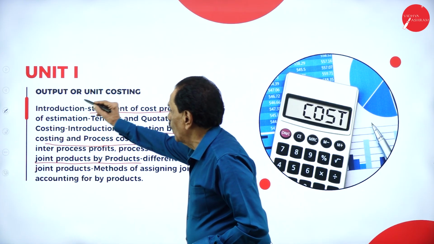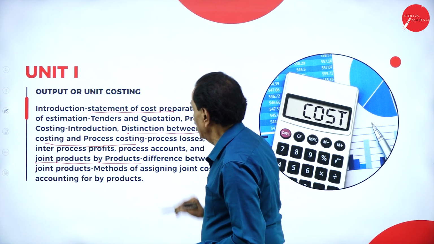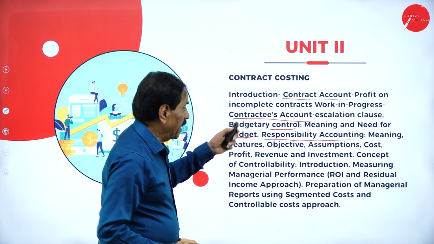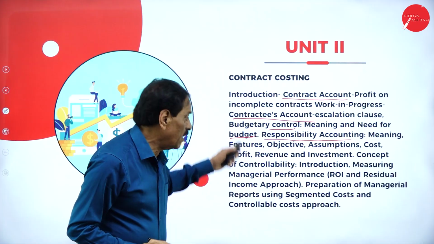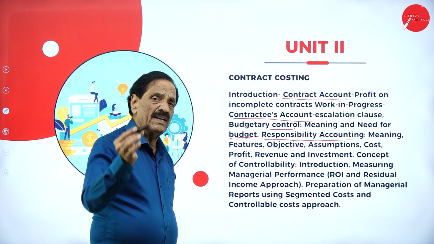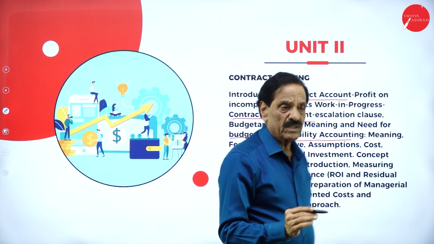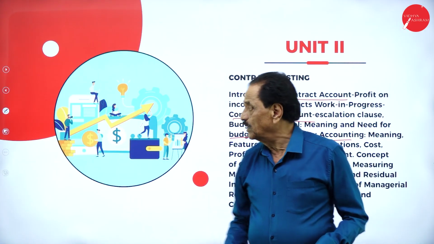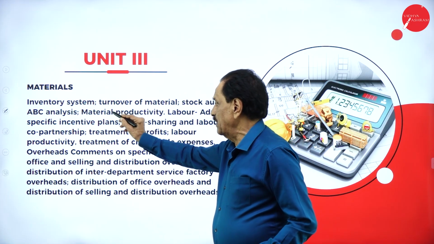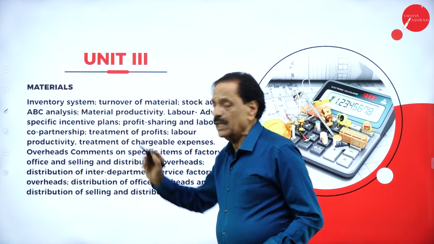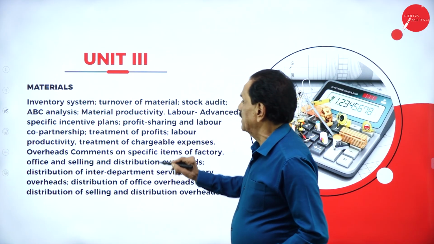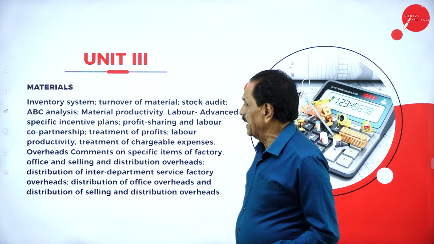So Unit 1, output or unit costing. This is a lengthy one. Then you have contract account, which is one more lengthy unit you have got. Contract account you have to do: first year contract, 2 years contract, 3 years contract, contract with a balance sheet. Then material, you have to go very deep: inventory system, turnover of material, ABC analysis, and also treatment of material in different ways.